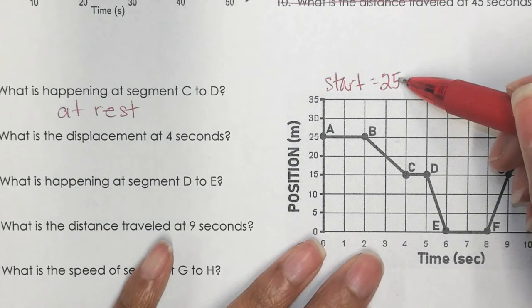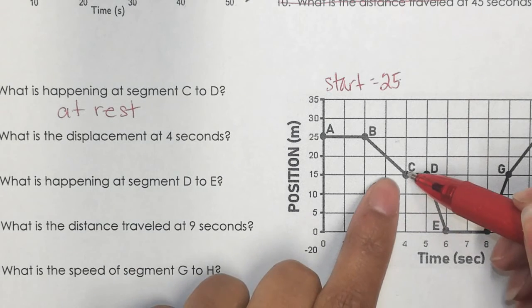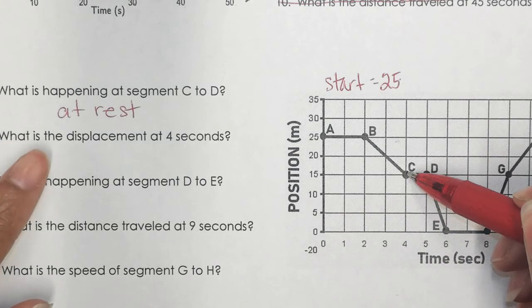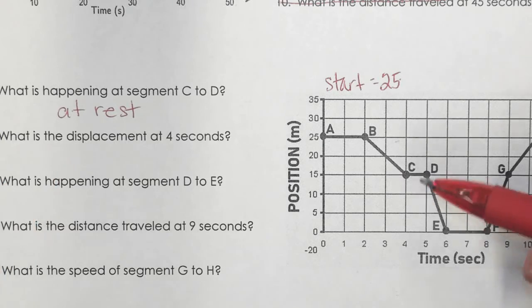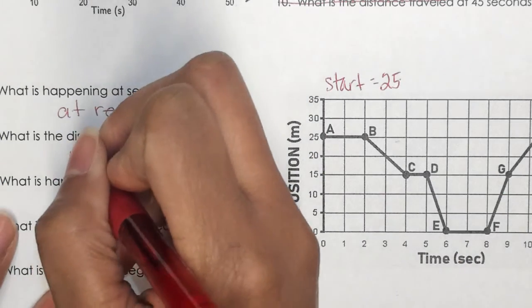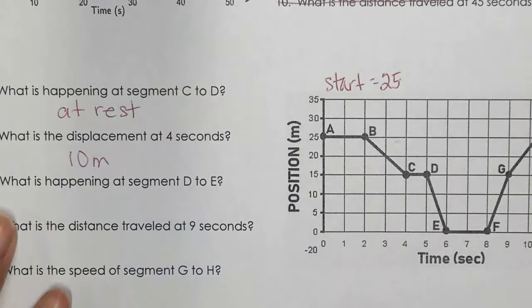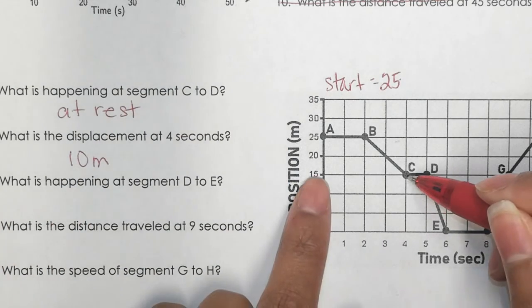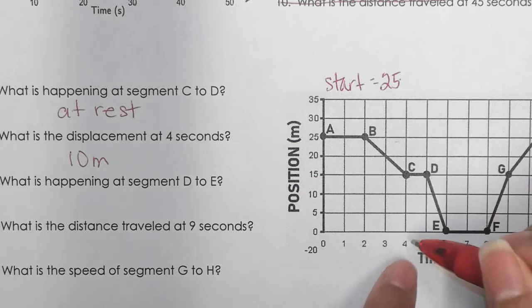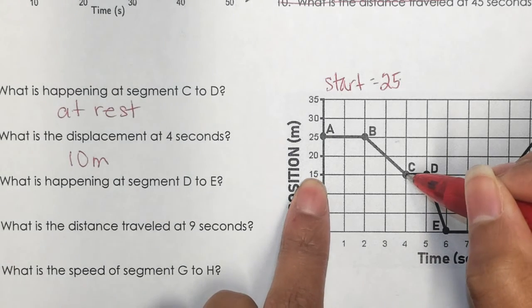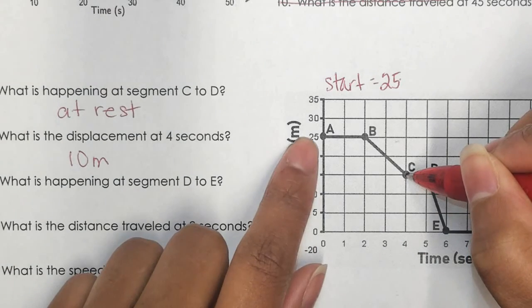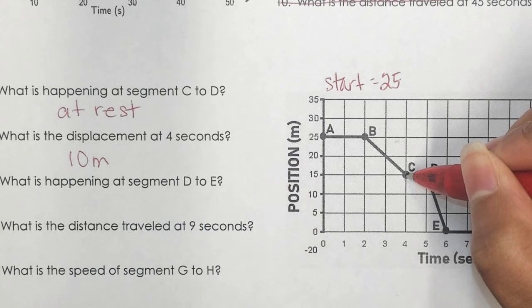So if you started at 25 and you walked to 15, how far did you walk? All of my kids put 15, but you started at 25. What was your change in distance? 10. You only walked 10 meters. You did not walk 15. So a lot of y'all did this. Okay, 4 seconds, boom, 15. I'm at 15. But you started at 25. You didn't start at 0.